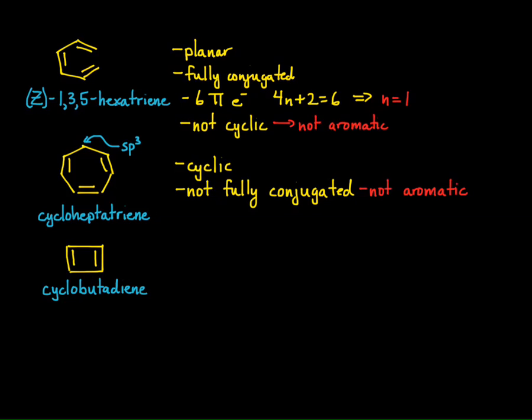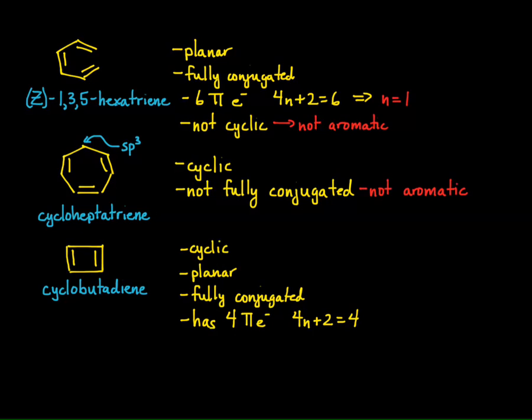What about this scenario? This is called cyclobutadiene. Cyclobutadiene is cyclic. It's also planar. It's fully conjugated because all of the carbons are sp2 hybridized, right? So they all have p orbitals available to them. So how many pi electrons does it have? Well, it has 4 pi electrons, right? 2 pi bonds, 2 times 2 is 4 pi electrons. And when I plug this into Huckel's equation, 4n plus 2 is 4, n equals 1/2.